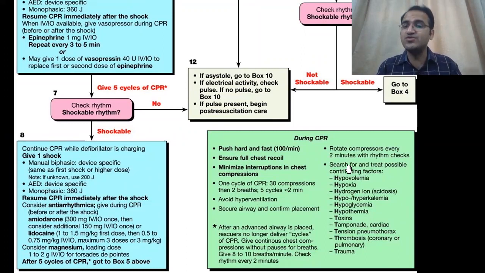And during all this, you can search for the treatable causes like hypovolemia, hypoxia, hydrogen ions, hypo or hyperkalemia, hypoglycemia, hypothermia, toxins, tamponade, tension pneumothorax, thrombosis, trauma. These are all the causes that can cause cardiac arrest. So while you are doing CPR, you must also look for these causes as well. If you want to download this chart, I have put the link of this chart in the description below. You can download it from there.